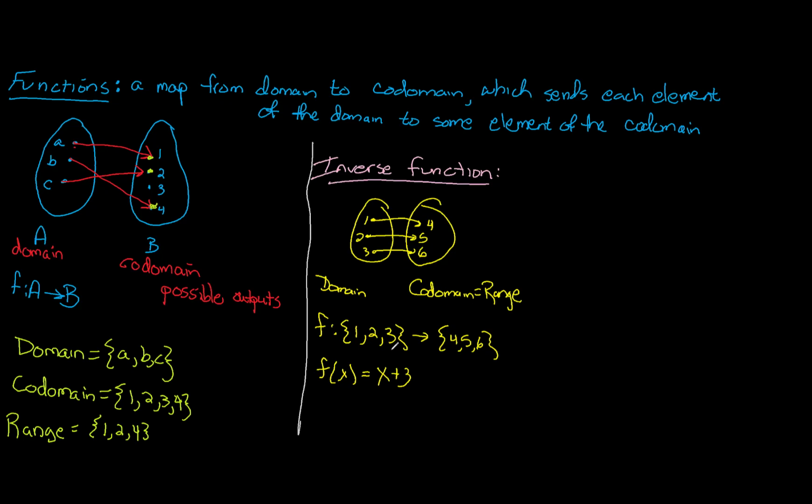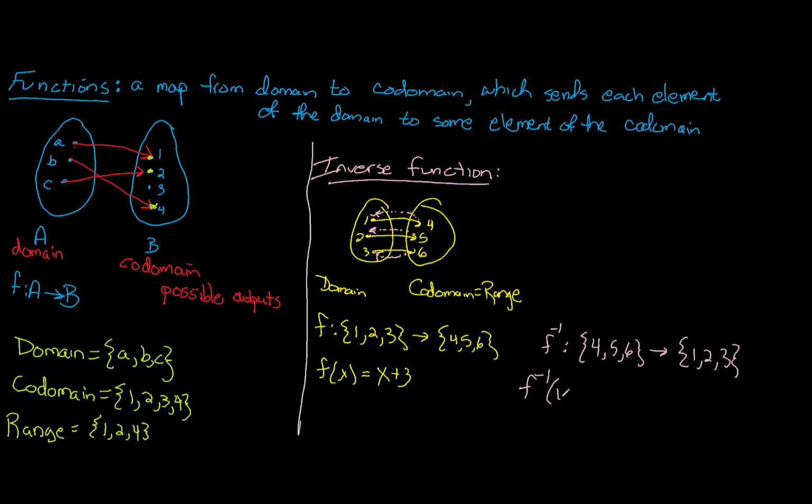So the inverse function goes the opposite way. So if I wanted the inverse or the pre-image of 4, I need to go from 4 back to 1, or 5 back to 2, or 6 back to 3. And the notation for that looks like F inverse. So here F inverse is a map from 4, 5, 6 to the set 1, 2, 3. And the rule is, you can see the rule in the picture. 4 goes to 1, 5 goes to 2, etc.